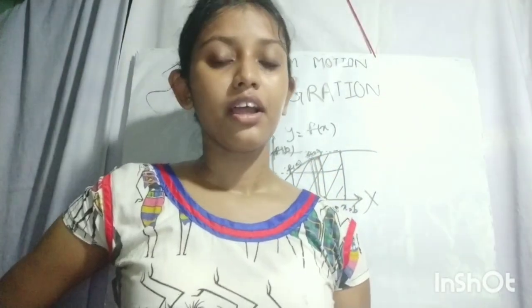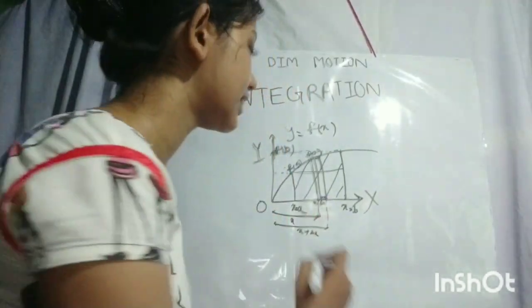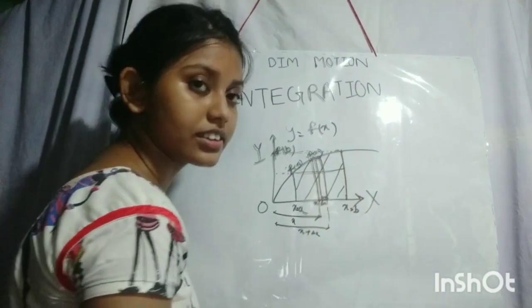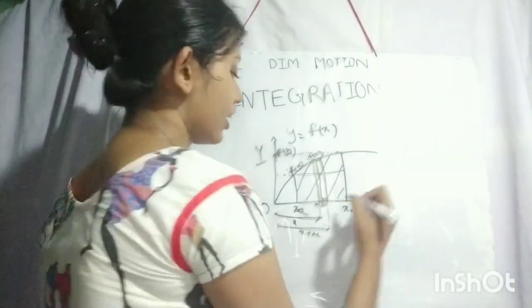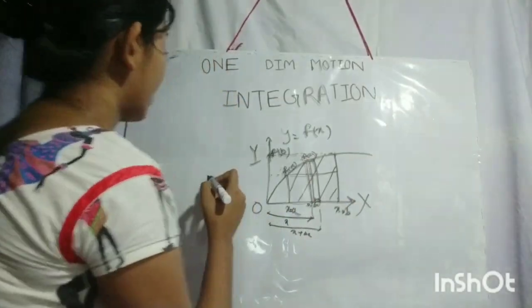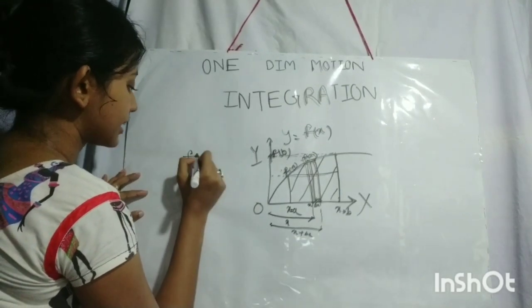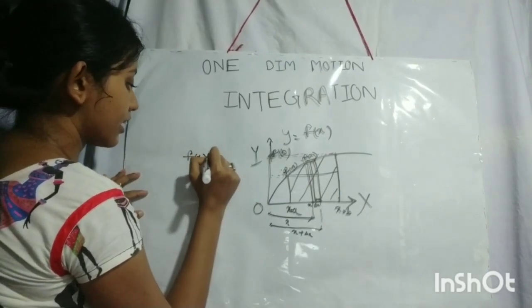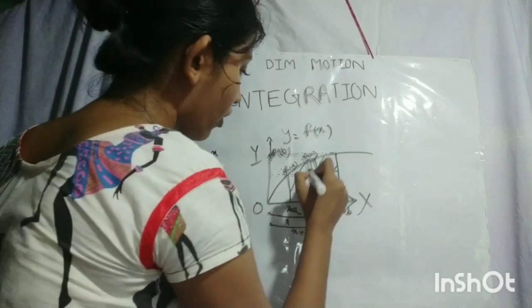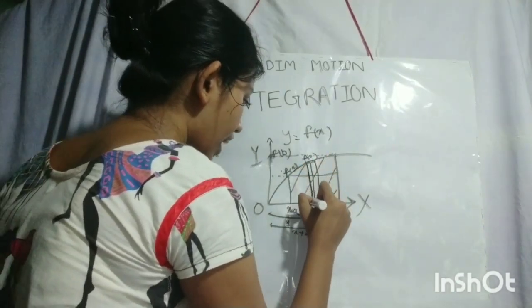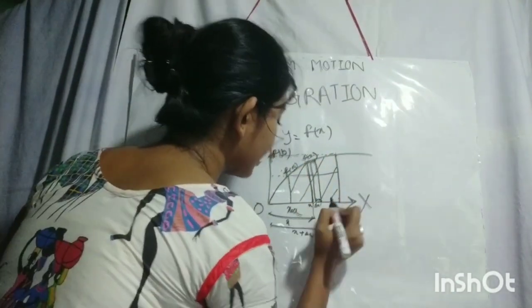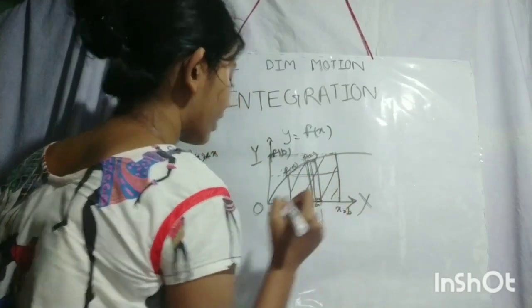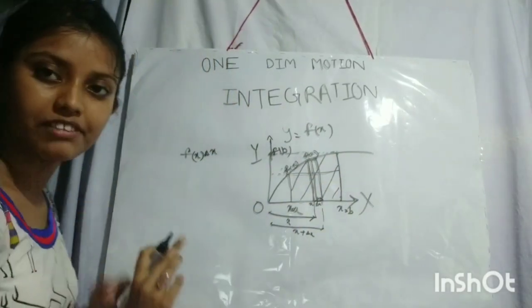So I have the rule for determining the area of a rectangle. What is this? Length and width. So let's write here f(x) into delta x, because this is f(x) and this is delta x, this is the length and this is the width. So I write here f(x) into delta x.